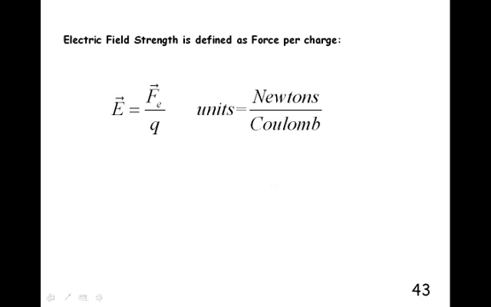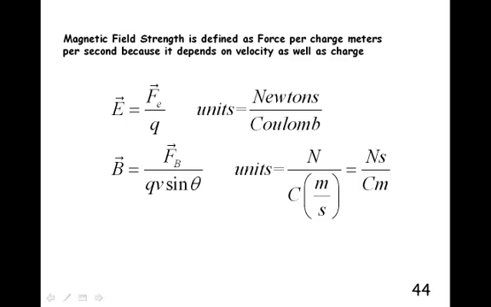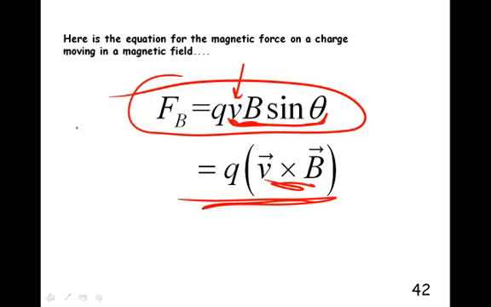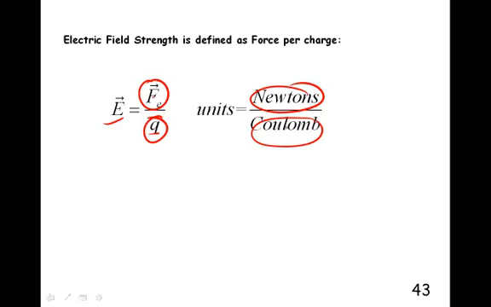Well, let's go back in time to the electric field. Remember, electric field was defined as force per charge, so that was in units of newtons per coulomb. Electric field is electric force acting on a charge divided by the charge. And it didn't matter whether the charge was moving or stationary, did it? But with magnetic field, if we go back to our equation and solve for magnetic field, it's force over QV sine of theta.